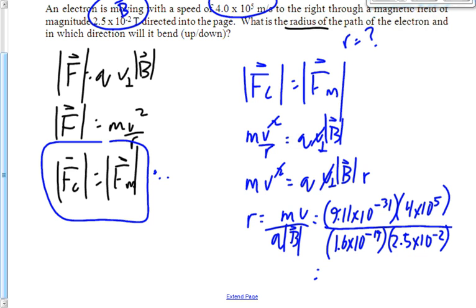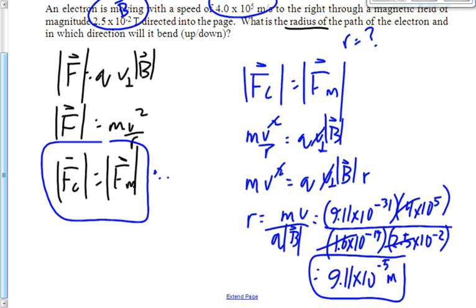We don't even need to do this on our calculator. There's a shortcut here. 1.6 times 2.5 is 4. So those all disappear, right? 4 divided by 4 is 1. So now we've got an answer that's 9.11 times 10 to the minus 31 times 10 to the 5, which is 10 to the minus 26, divided by 10 to the minus 21, which is 10 to the negative 5. That makes more sense, actually. 10 to the 5 would be a big radius. 10 to the minus 5 meters.